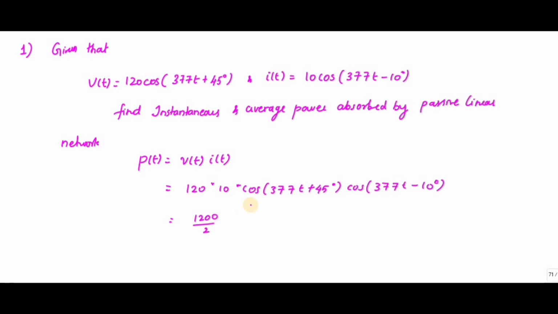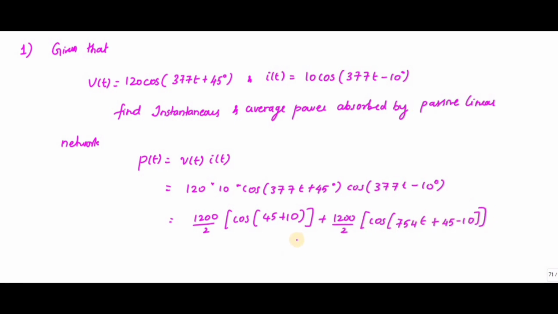So I'm going to write it as cos A, that is 377 t plus 45 minus 377 t plus 10 degree, right? So here you will get 45 plus 10, okay, so you should not get confused. So what is cos 55? You can use a calculator to find the value of this one, plus 1200 divided by 2 into cos A. Cos A is 377 t plus 45 plus 377 t minus 10. So you will get 754 t plus 35.